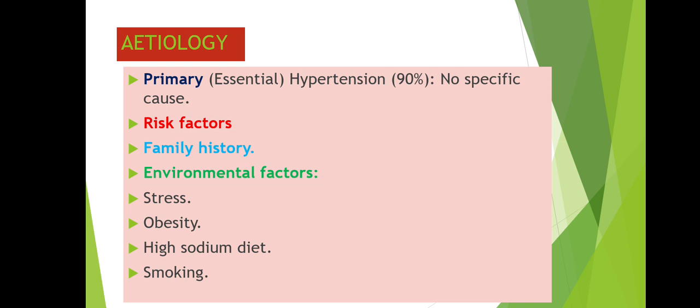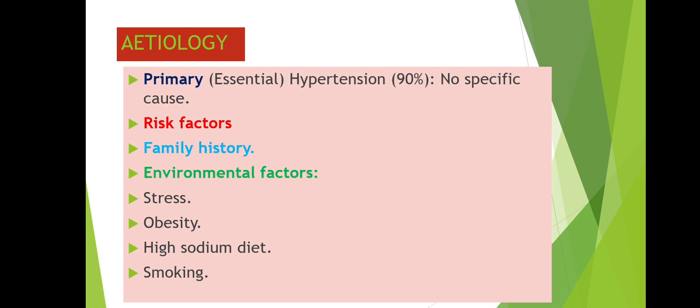So if it is not well regulated, then what happens? The blood pressure is not going to be controlled. So this one is primary or essential hypertension. The most prevalent, 90% of the time, this is what people are actually having, and it starts with some risk factors. Primary.